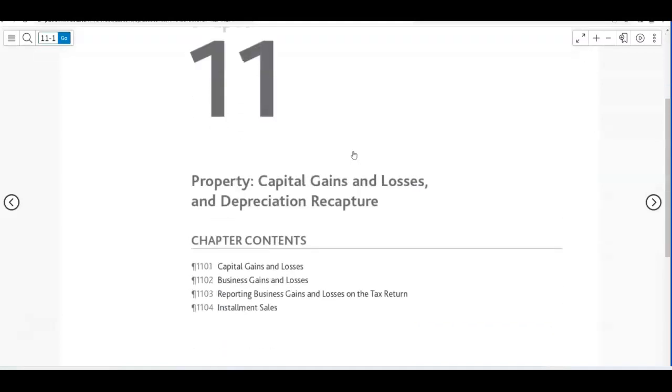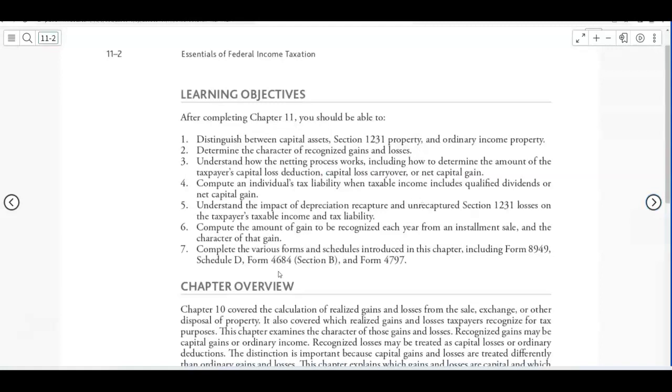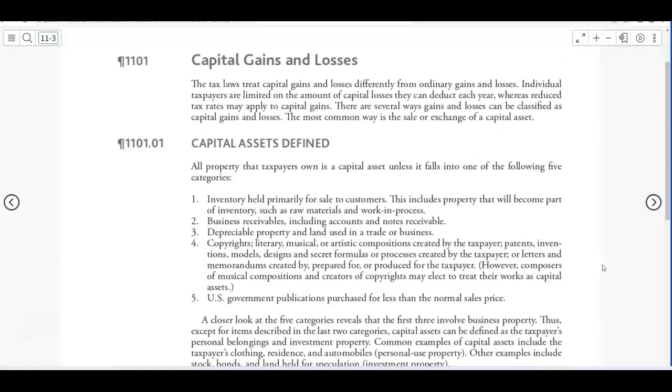So in chapter 11, we are looking at capital gains and losses, and again, depreciation recapture, which we just covered a lot of things about it. So let's go forward and see what we can do again. These are the learning objectives in your book. And let's go to capital asset.